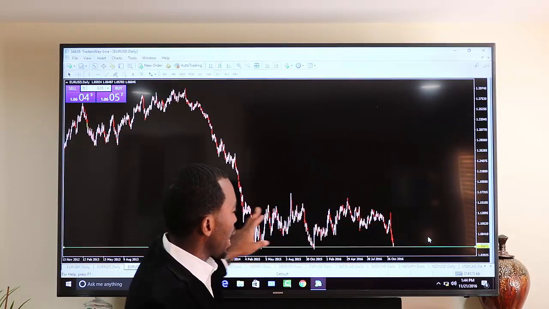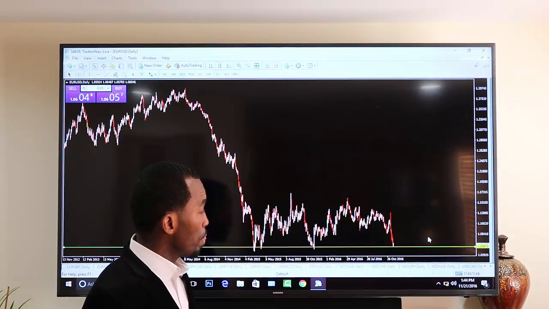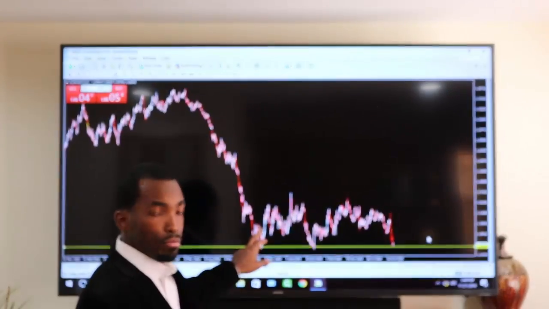It cannot get past that level. Every time it hit this level, it came back up. Hit this level, came back up. Hit this level, came back up. Hit this level, look where it's at. More than likely, it's going to go up. So your timing must be impeccable.